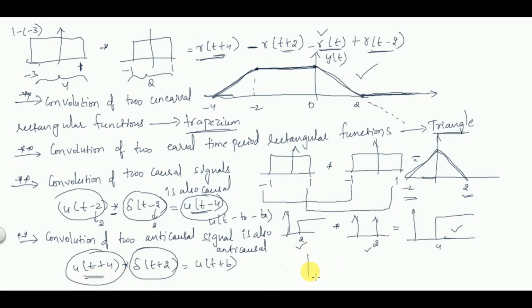So u of t plus 4 exists from -4 to infinity. Del of t plus 2 exists at -2, which is a negative value. And u of t plus 6 exists from -6 to infinity. So this is anti-causal, this is anti-causal, and this is also anti-causal. A signal is said to be anti-causal if it exists for only negative values of time. Okay, so these are the important points which you have to remember.